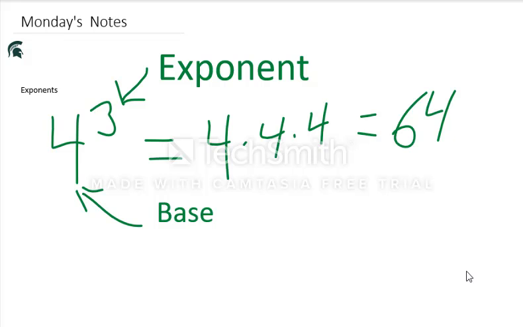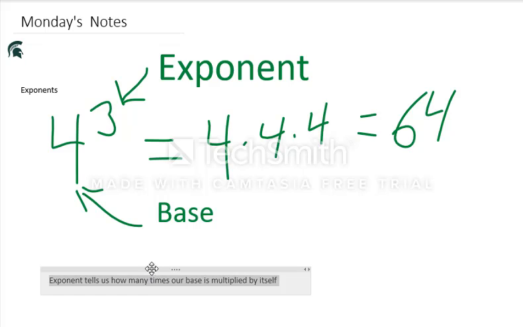All right, so in your notebook, you guys should be writing this piece down. Make sure you know what an exponent is and what the base is. Add to your notes: an exponent tells us how many times our base is multiplied by itself.